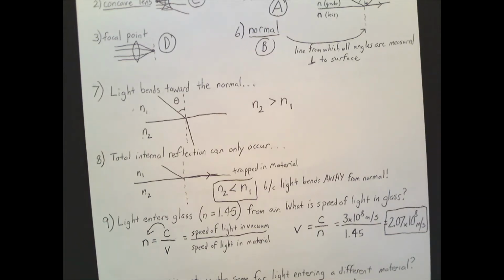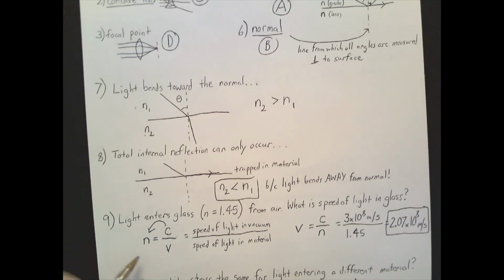So key point here is that the index of refraction is the ratio of the speed of light in a vacuum to the speed of light in the material. If I want to know how fast light is going in any material, all I have to do is divide the speed of light in the vacuum by the index of refraction of that material.